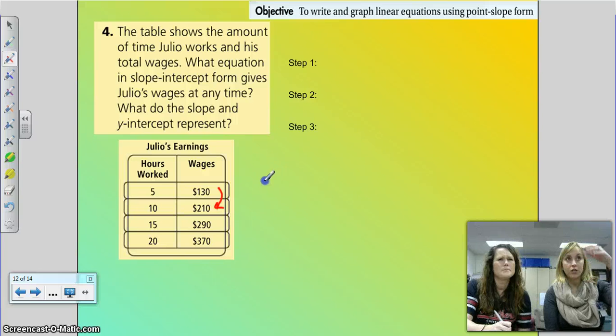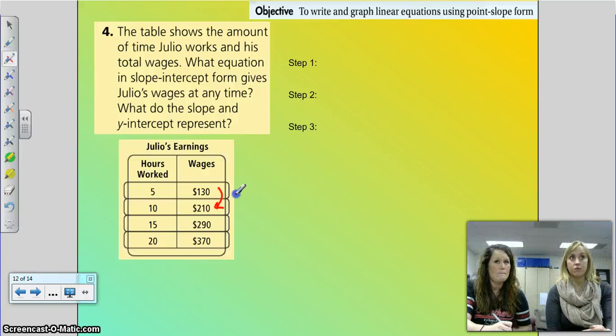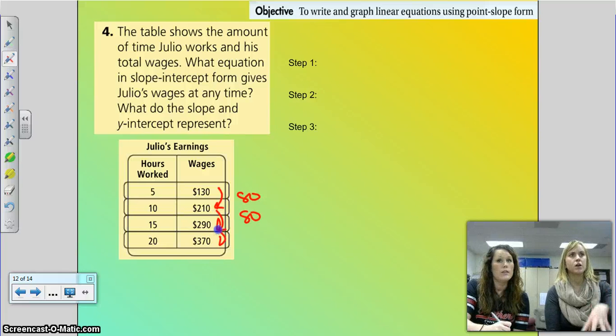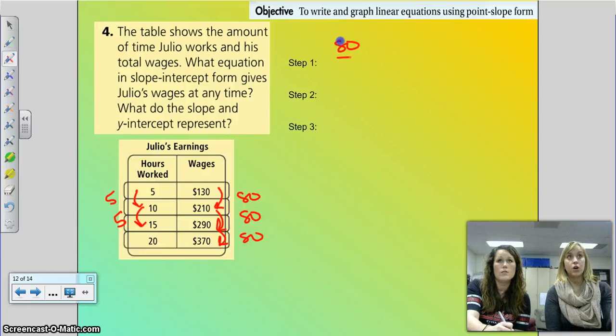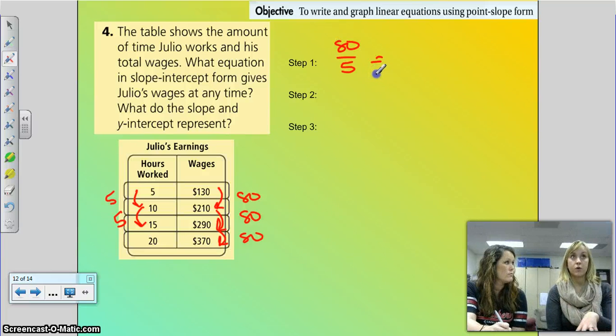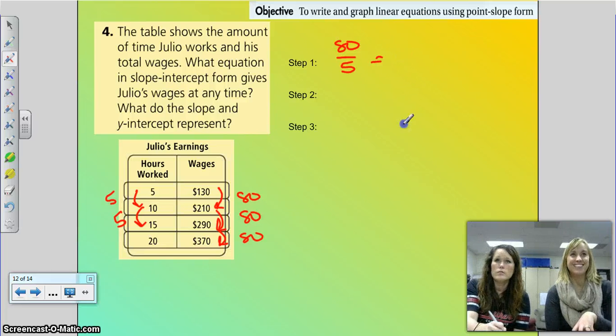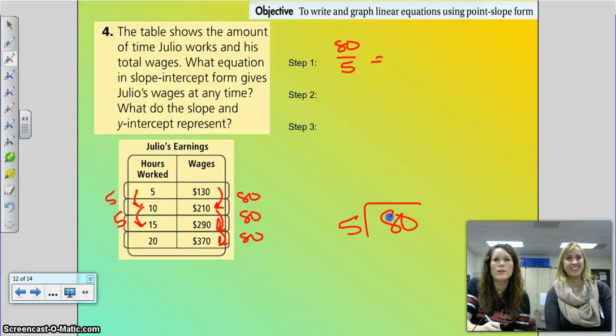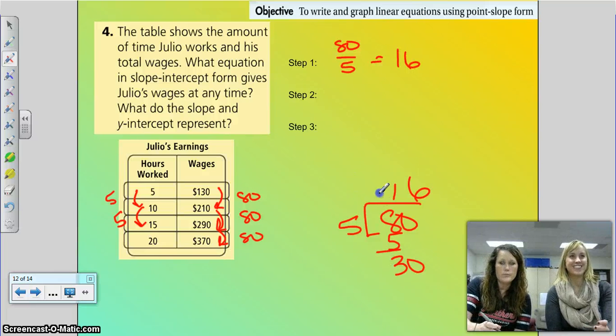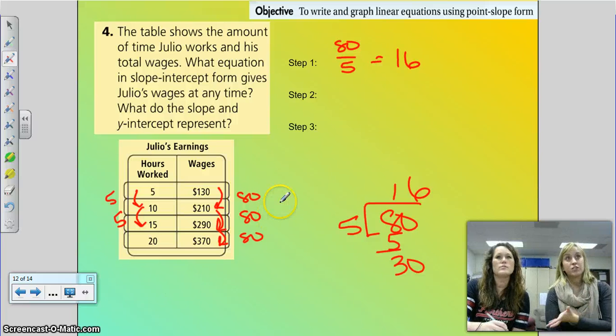So you're finding the difference between 130 and 210. What's that, 80? That's what I would guess. Yeah, this is 80 and this is 80. So it's consistent. That's good. And hours worked goes up by 5 every time. So my slope is 80 over 5. Let's just do 80 divided by 5. It goes in 5, 16. We should be embarrassed. So we have our slope of 16.